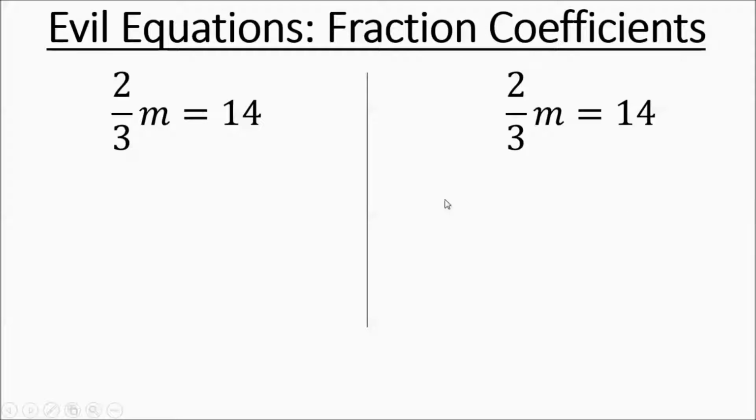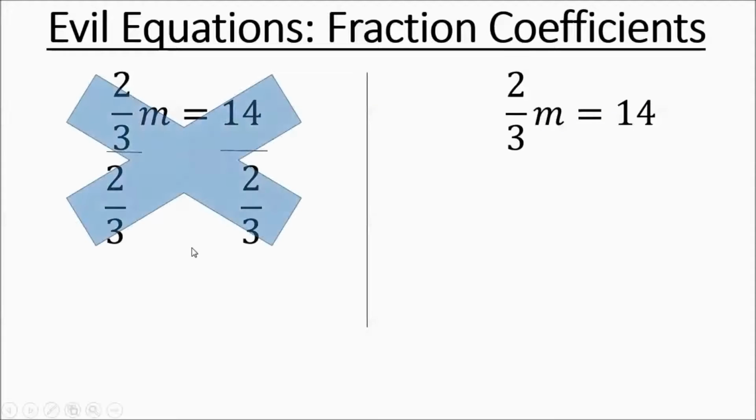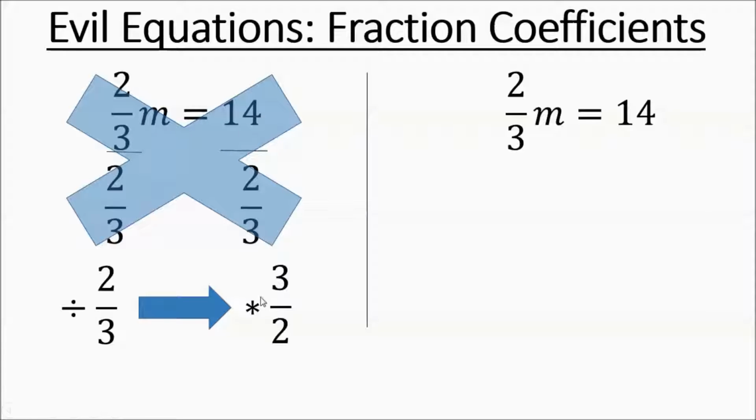We're going to look at the one on the left side first. So you have this coefficient that's a fraction. Normally, if you had a whole number coefficient like 5m, you'd divide out by 5. Well, if you divide out by 2/3, that just looks kind of weird. You don't want to do that. The thing you want to realize is dividing by a fraction, dividing by 2/3, is the same thing as multiplying by its reciprocal.